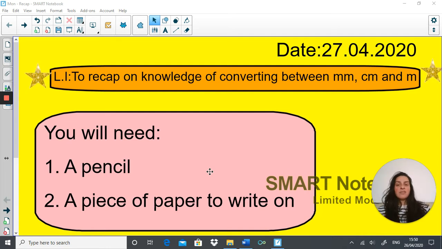So we're going to start off this week's learning by recapping on our knowledge of converting between millimetres, centimetres and meters, because this will be very useful for our new topic, which we're starting tomorrow, which is perimeter. So before we start, make sure you have a pencil and a piece of paper to write on. Right, so let's move on.